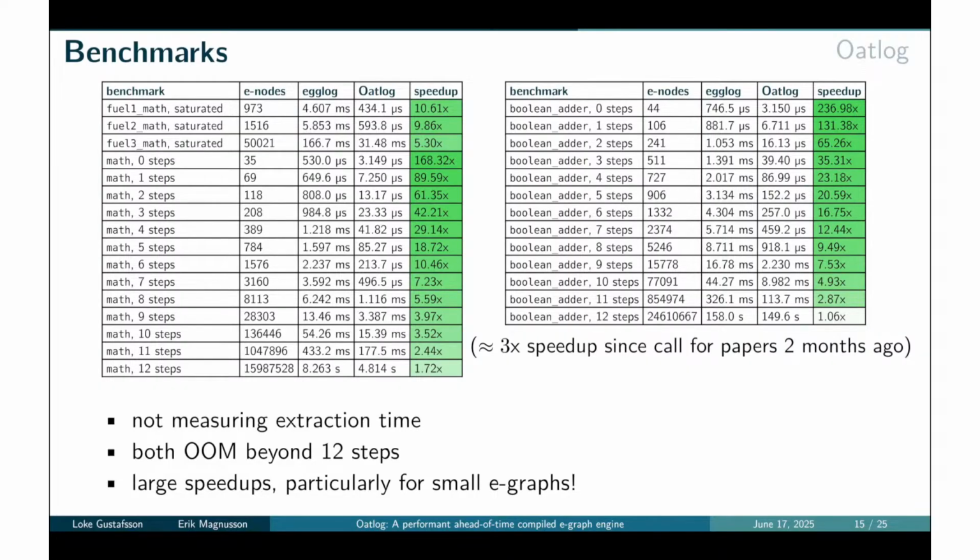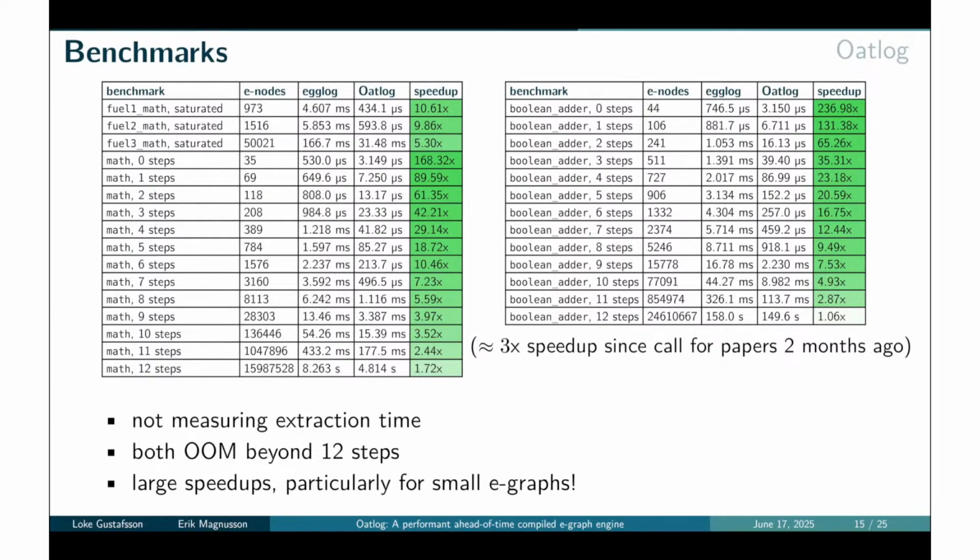The 13th step of the two combinatorially exploding benchmarks leads to out of memory on a machine with 128 gigabytes of memory. So Oatlog really does provide speedups across the entire range of reasonable input sizes, although especially for small eGraphs, where it is more efficiently using CPU cache while also avoiding egglog's startup overhead.